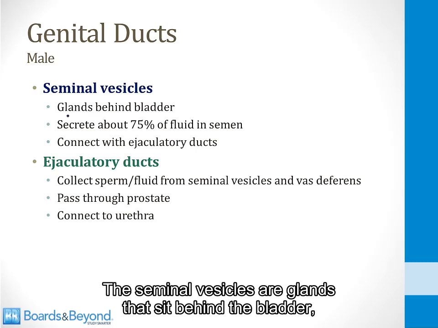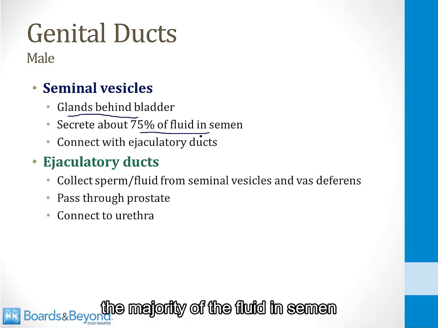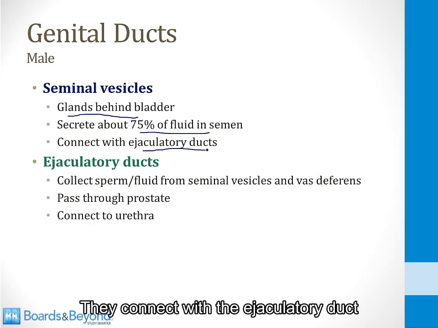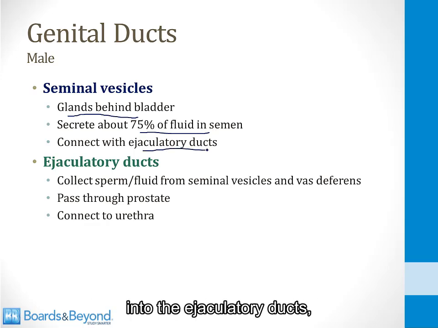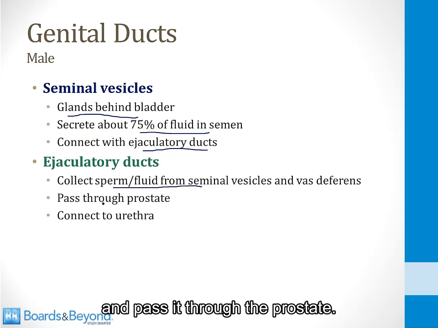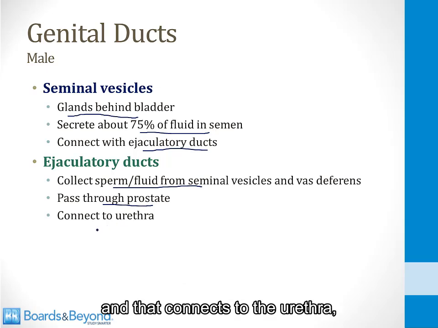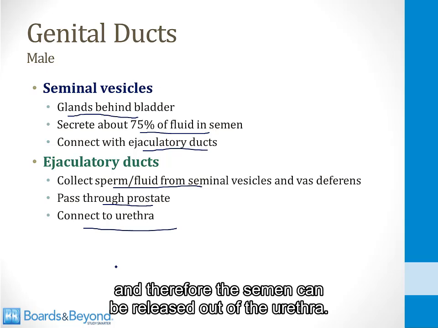The seminal vesicles are glands that sit behind the bladder, and they secrete about 75% of the fluid in semen. The majority of the fluid in semen comes from the seminal vesicles. They connect with the ejaculatory ducts so that they can transport the fluid into the ejaculatory ducts. And those ducts collect sperm and also fluid from the seminal vesicles and pass it through the prostate. Some more of the fluid in semen comes from the prostate, and that connects to the urethra, and therefore the semen can be released out of the urethra.